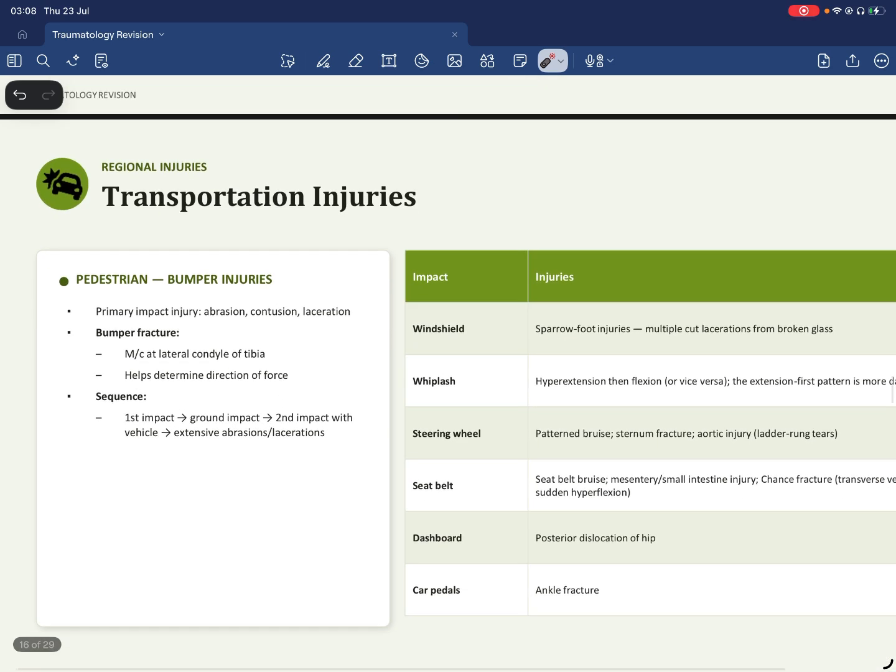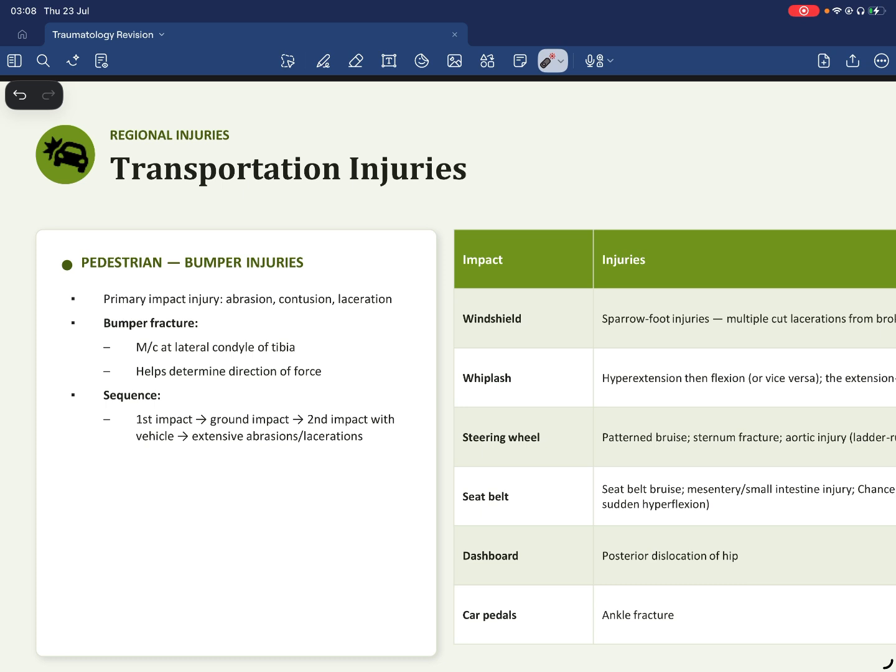Transportation injuries. We have bumper fracture. Most common is seen in the lateral condyle of the tibia.